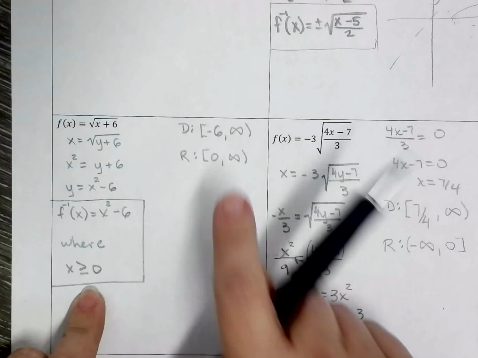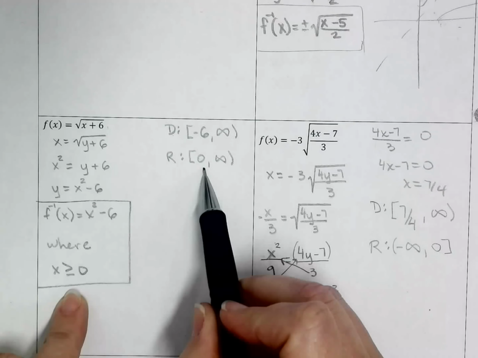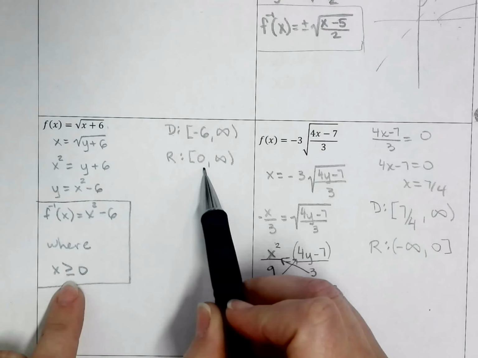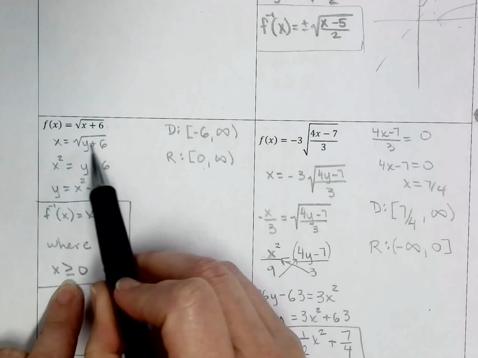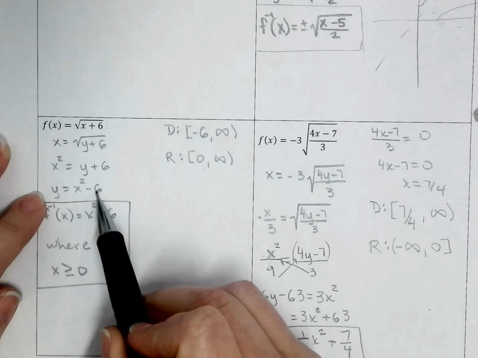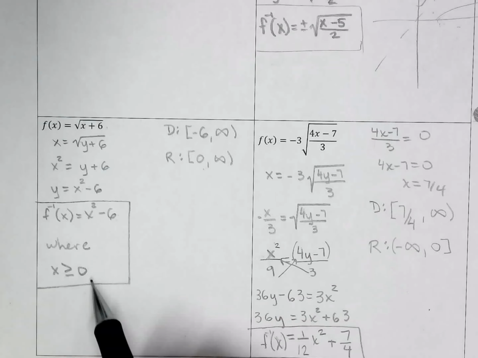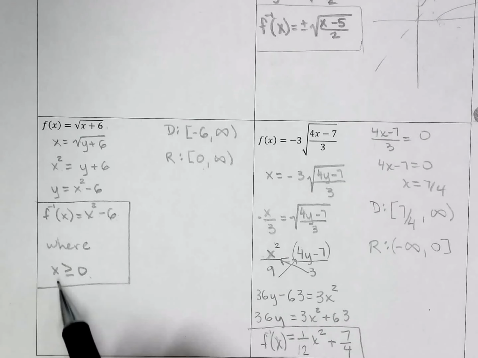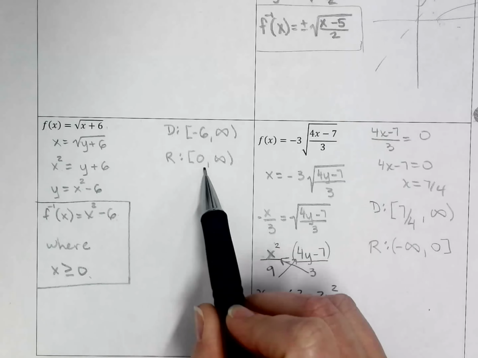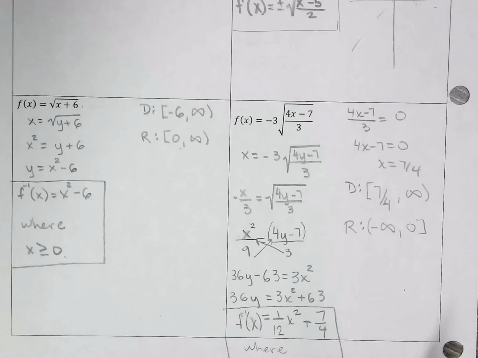Here, easy domain restriction because you start off with the square root, and then the range from your original function will be your domain restriction from your answer. So switch x and y, square both sides, minus 6, and that's it. It's going to be a quadratic function with the restriction as long as x is greater than or equals 0, just like the range from the original function. Last one.